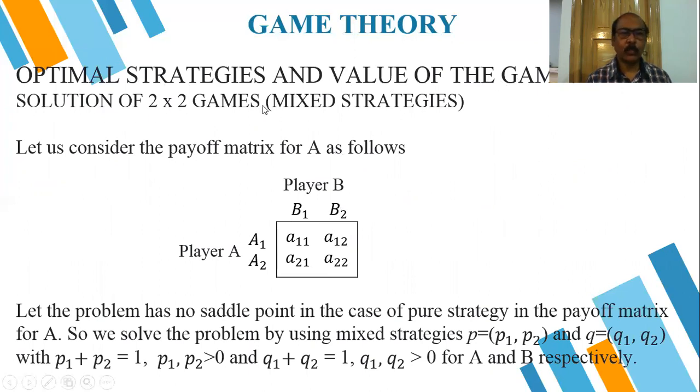Solution of a 2 cross 2 game, mixed strategies. Now we try to solve a mixed strategies problem, where player B is not selecting a particular strategy and player A also is not selecting a particular one. So A can choose A1 or A2, B can choose B1 or B2. So any combination is there.